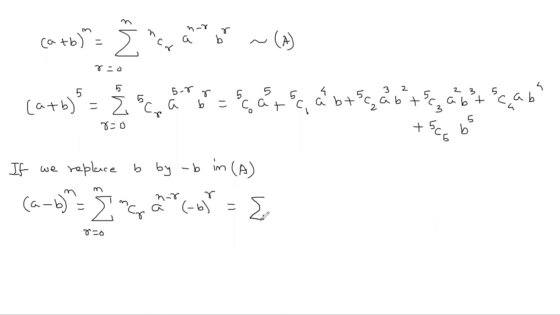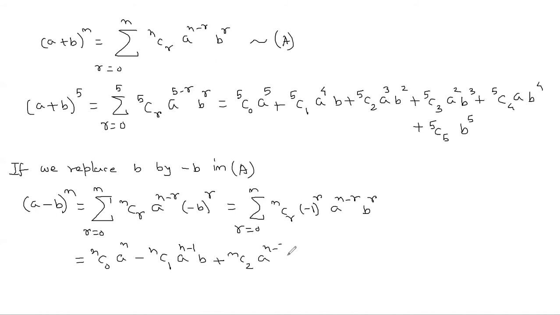So that is equal to the sum for r equal to 0 to n of nCr, so (-b)^r. So I can write this as (-1)^r a^(n-r) b^r. So here the expansion is, we are getting nC0 a^n minus nC1 a^(n-1) b plus nC2 a^(n-2) b^2 and so on. And the last one is (-1)^n nCn b^n.